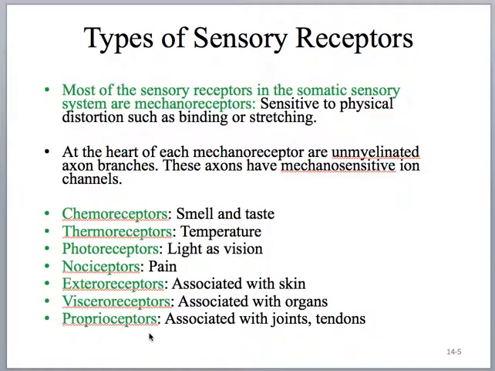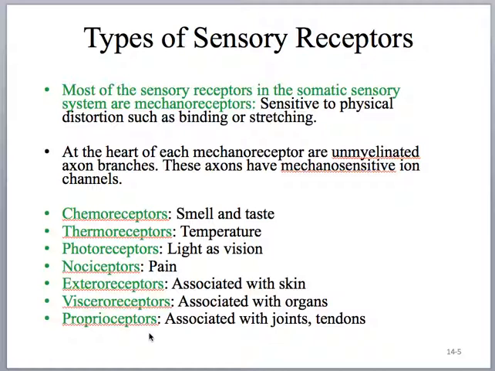There are different types of sensory receptors. Most of these sensory receptors are somatic, and they are referred to as mechanoreceptors. That is, they're sensitive to physical distortions such as pinching, bending, or stretching. At the heart of each mechanoreceptor are unmyelinated axon branches. These contain mechanically sensitive ion channels, and so this physical distortion causes an activation of these channels, which ultimately leads to the generation of an action potential.